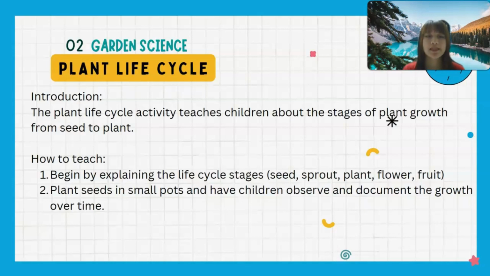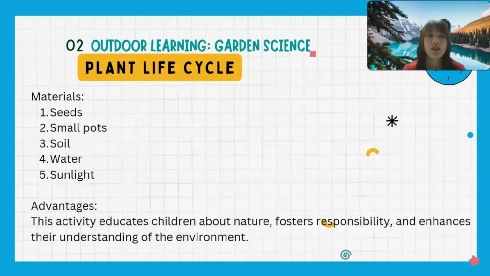Second, plant seeds in small pots and have children observe and document the growth over time. The materials used for this activity are: first, seeds; second, small pots; third, soil; fourth, water; and the last one, of course, sunlight. The advantages of teaching the plant life cycle to young children: this activity educates children about nature, fosters responsibility, and enhances their understanding of the environment.